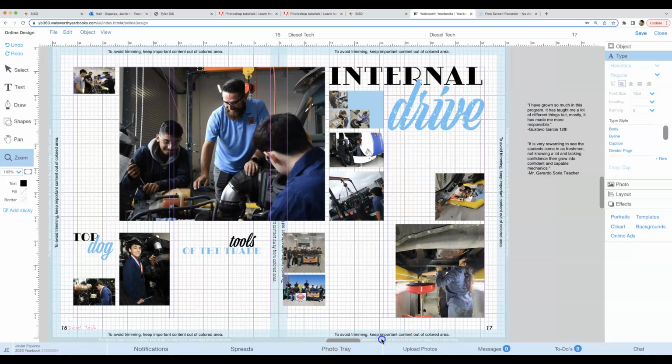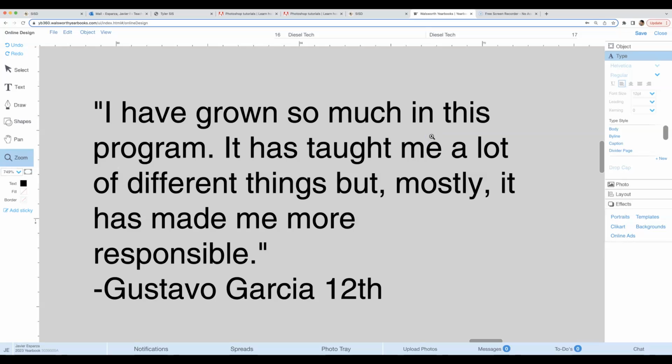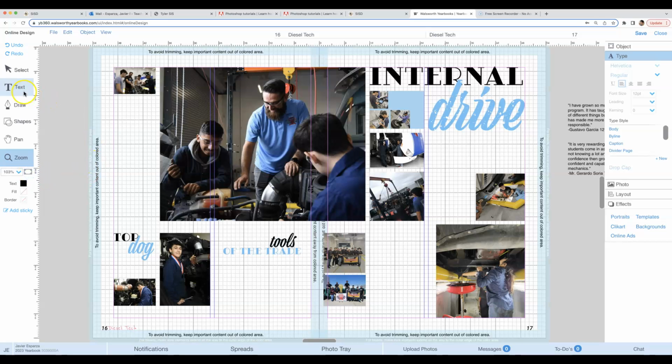All right, so I'm going to go over here. I'm going to read the caption to you, or the interview. I have grown so much in this program. It has taught me a lot of different things, but mostly it has made me more responsible. All right, well, that's a pretty solid quote. It is important that you guys get thorough quotes, not short quotes, because if you have something very simple and short, it's going to make for a bad caption. Okay, so I'm going to go back to the picture.